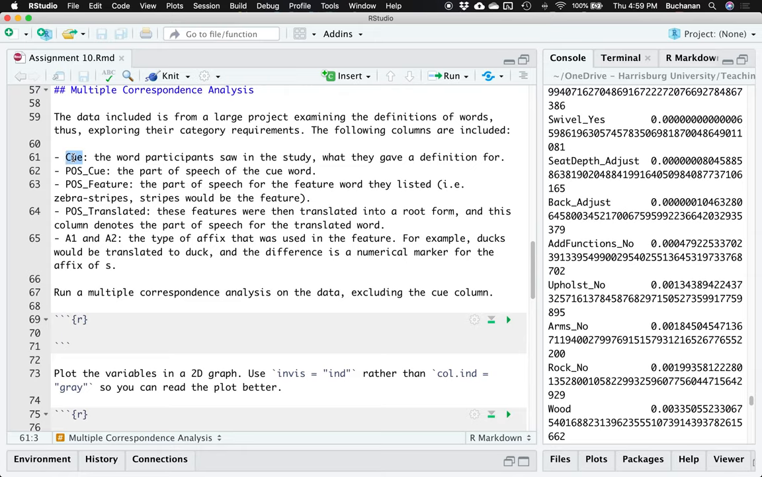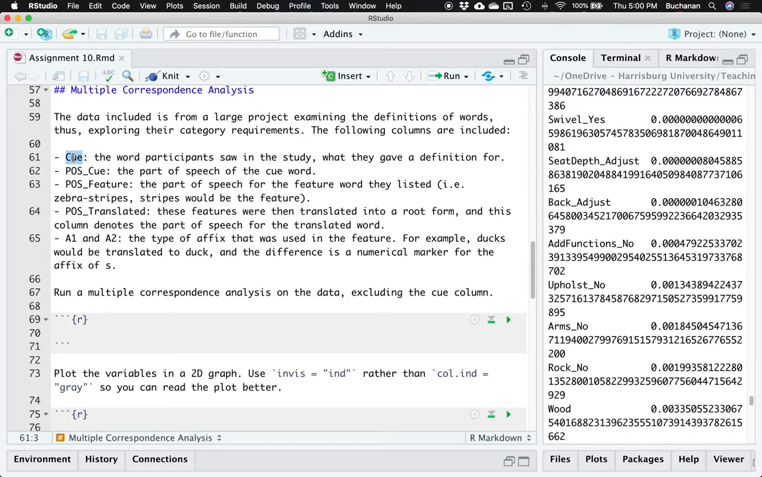Then the last thing is from some of my own data where we have a bunch of keywords. These are the words a participant saw in the study, like zebra. The part of speech that keyword came up with, so zebra is a noun, the part of speech of a feature, so zebras have stripes, and stripes would be the feature, and then stripes are a noun as well, I think. Thank you. That's the dog shaking her head. The part of speech for the translated feature.